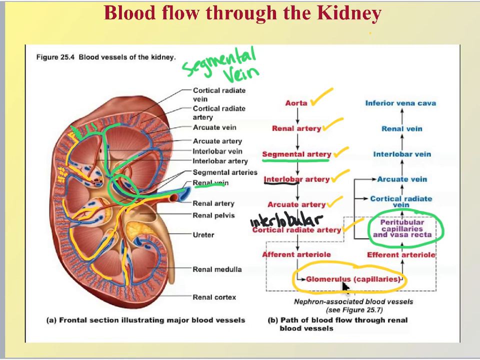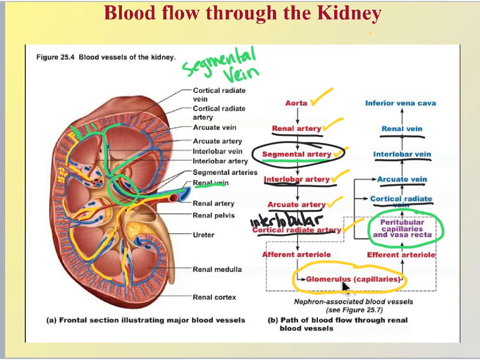So if you think about most of these terms, both with arteries and veins, most of these vessels have the same name. One is the artery and one is the vein. So renal artery, renal vein, and then with the exception of the segmental artery, you've got the interlobar artery, interlobar vein, arcuate artery, arcuate vein, cortical radiate artery, cortical radiate vein. The only one that doesn't match up is that segmental artery.